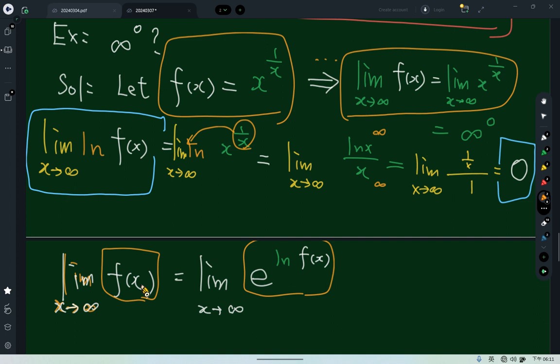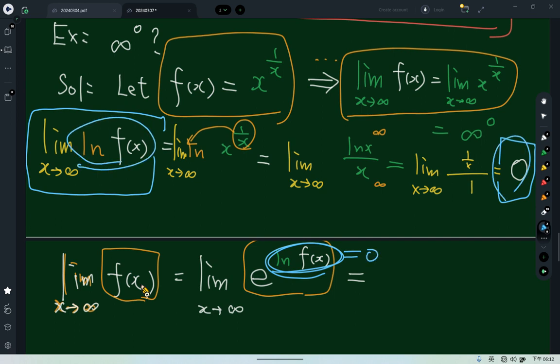Then based on this, the exponent part becomes 0, right? Because here it is 0. So finally the answer is 1. The final answer is 1.